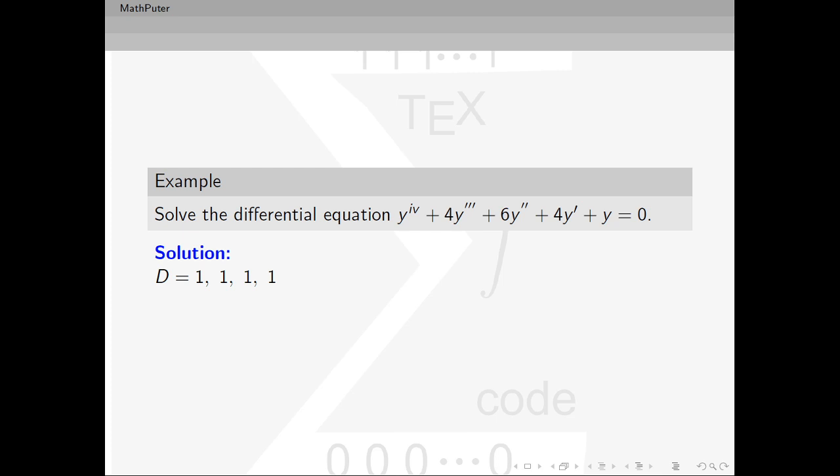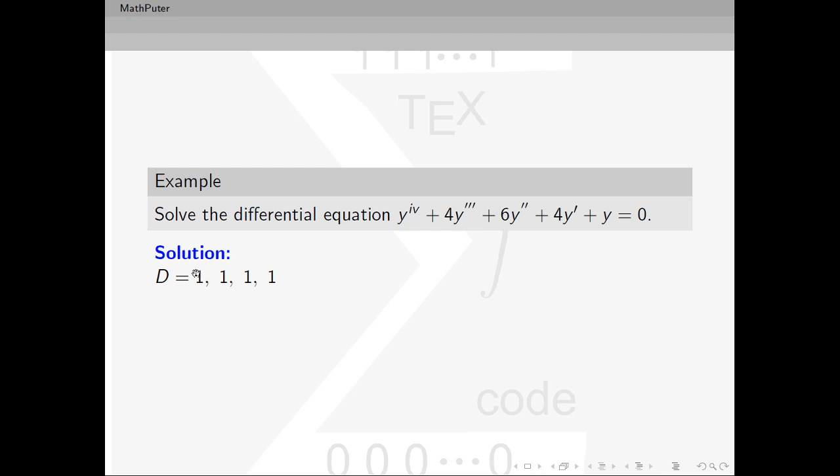You can prove that D plus 1 raised to 4 is this. So it has the solution. Actually, these are minus ones, not ones. D is equal to minus 1, minus 1, minus 1, and minus 1. Okay. So the solution, how do we write the solution?